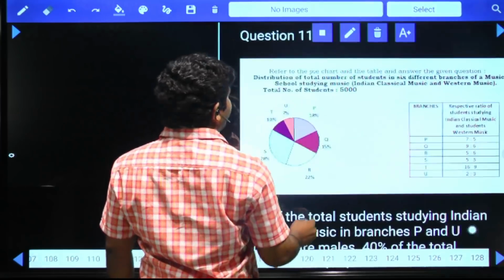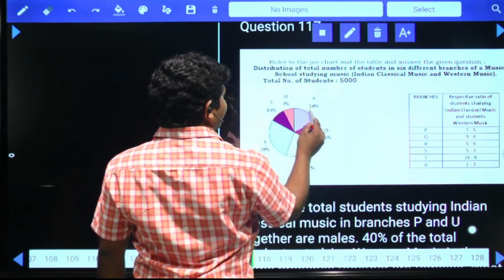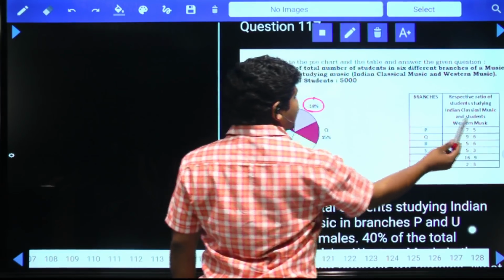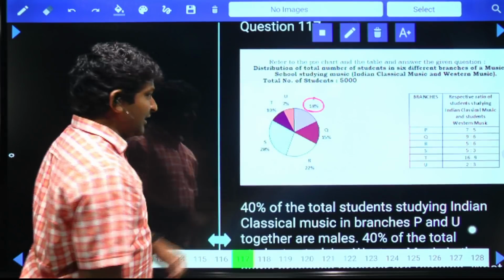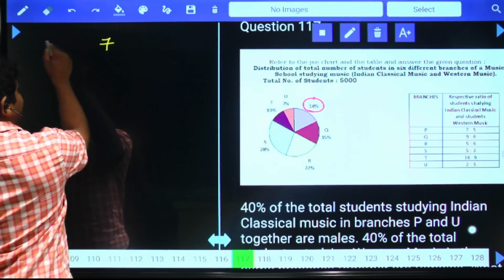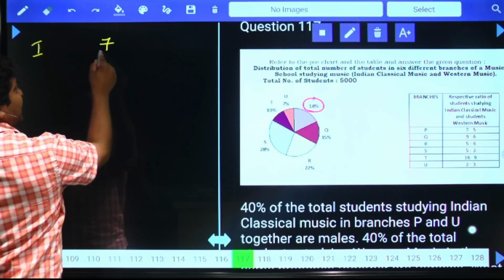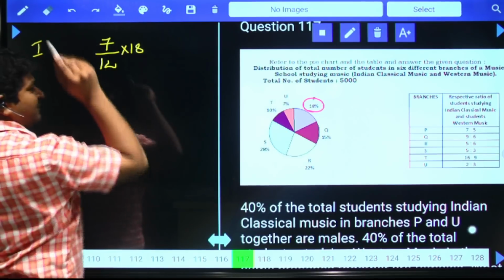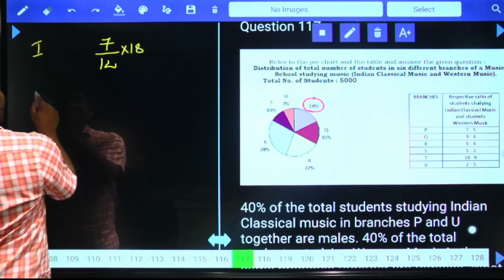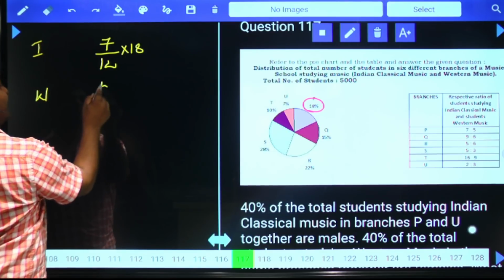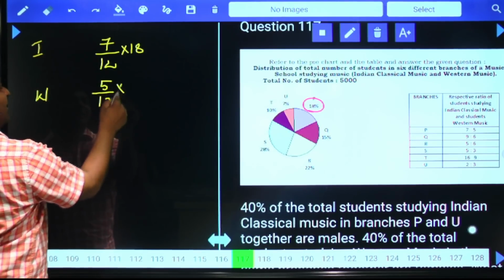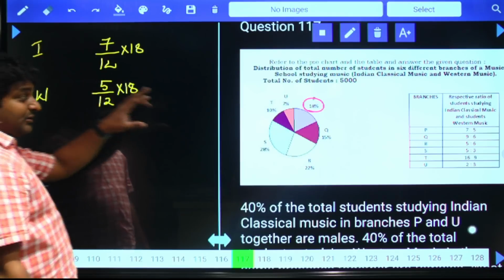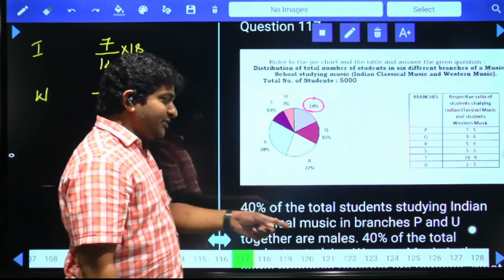Now P total 18% we have. Out of 18%, Indian classic players are 7 parts out of 12. I will treat it as Indian classic 7 out of 12 among 18%. These are Indian. Then Western are 5 out of 12 among 18%. Now this is about P. And then you also have information regarding U also.